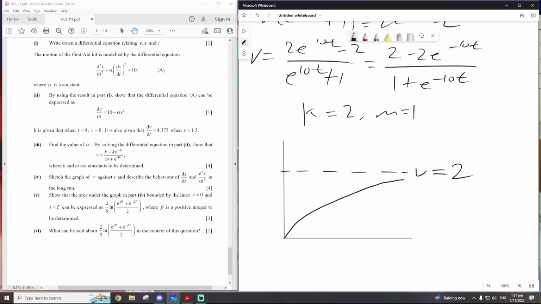Okay? So this is the graph v equals 2 e power 10t minus 2 divided by e power 10t plus 1. Or rather, I will write it in the form they requested. Oh no. I think my Microsoft Whiteboard is starting to lag because I have too many things on the same page. I think this is also one of the reasons why I split it into two halves.